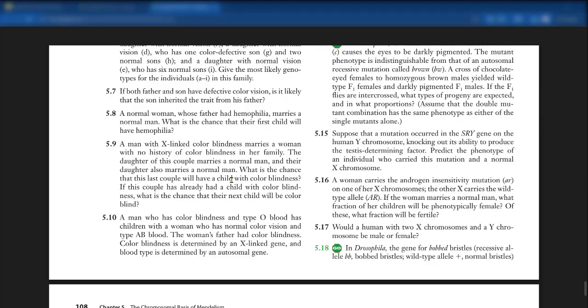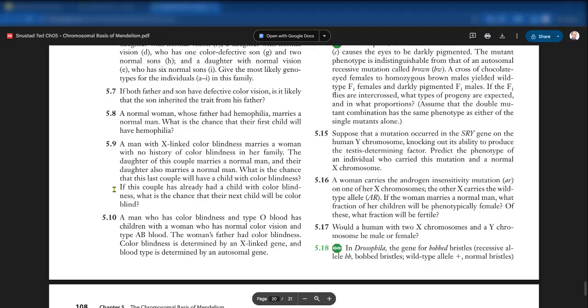If this question said, what's the chance of having a colorblind boy, or what's the chance of having a colorblind girl, then you would need to do those separately. This problem goes on further. If this couple already has had a child with color blindness, what's the chance that their next child would be colorblind? And before you very quickly say, well, it doesn't matter, one's the same as the other, they're independent.